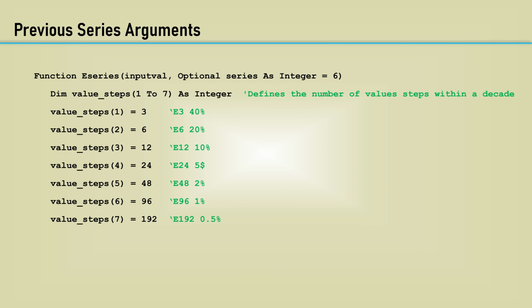Another part of the previous user-defined function that was not so good was the argument for the selected series. The argument was an integer between 1 and 7. It required you to memorize the argument number associated with the desired series, like 3 for the E12 series, or 7 for the E192 series.